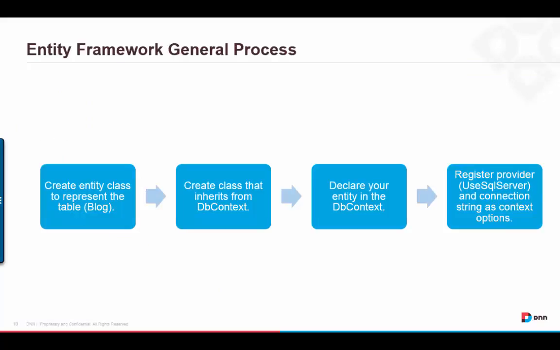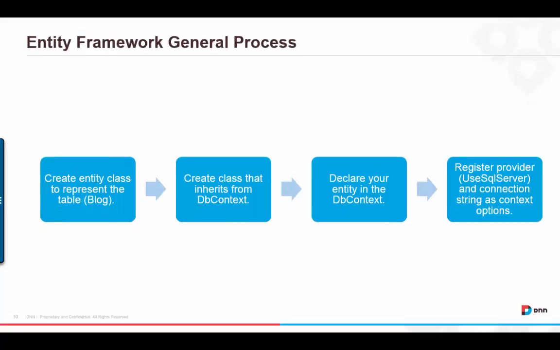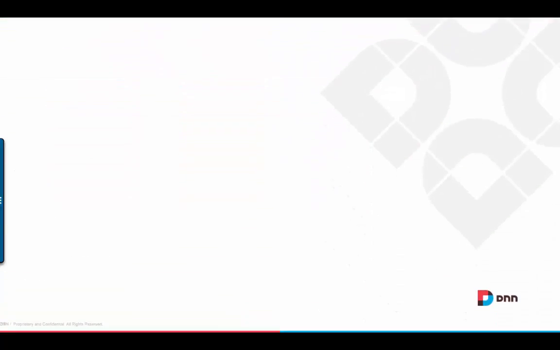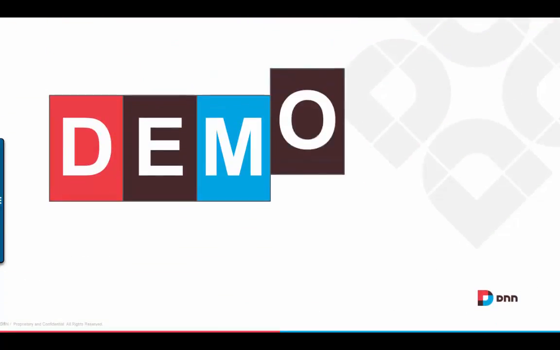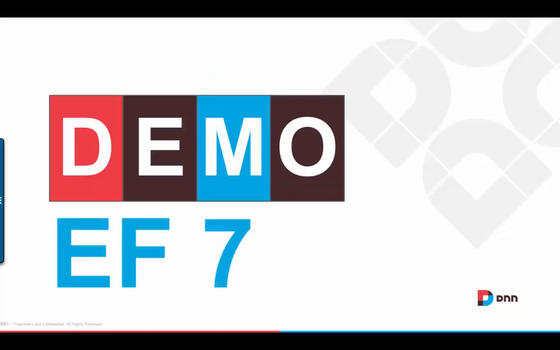So you have this DB context that you inherit from, and you say, in this DB context, I have these database sets or these database tables effectively that I need to access. And then ultimately you register with the provider how you're going to connect up to the database. And so let's go ahead and step through this and see exactly what this looks like for Entity Framework 7.